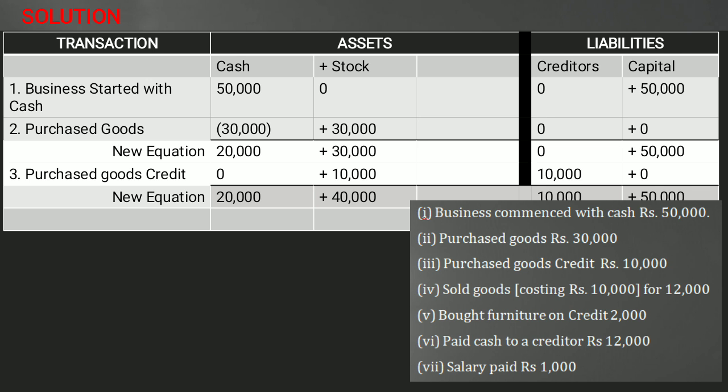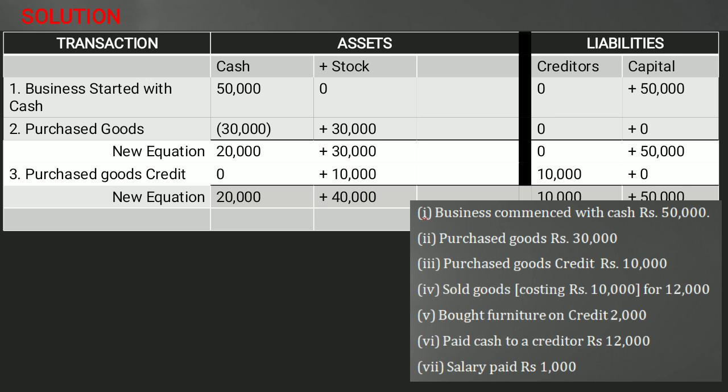Now here we can check just after the recording of the third transaction. Before this cash was 20, and after this it is again 20, because it's a credit transaction, so there is no effect on the cash. Cash will remain the same, and stock is going to increase by 10,000, so revised stock will be 40,000. On the liability side, we have creditors worth rupees 20,000, which have just appeared in the books, and capital was 50, there is no change in that.